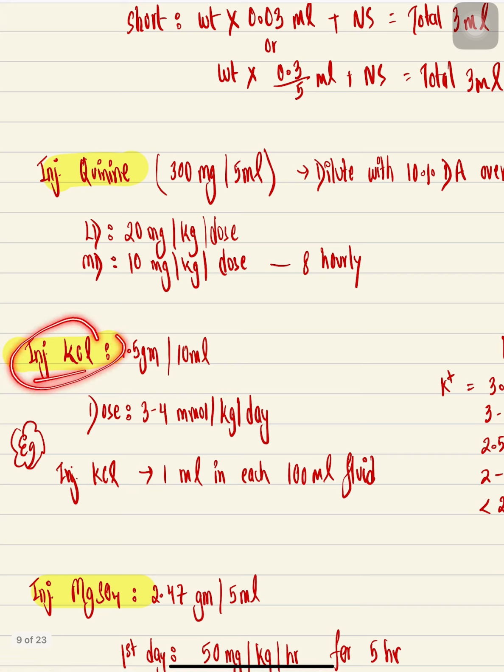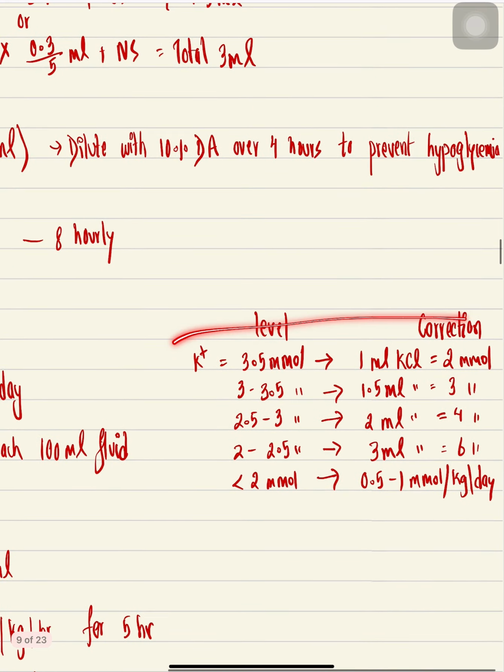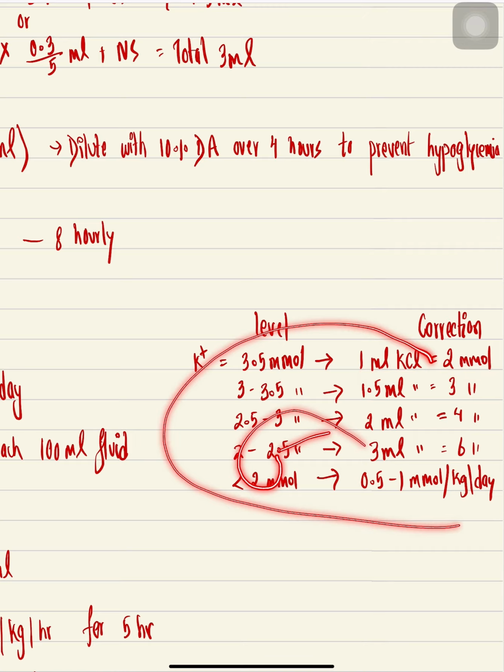Next is injection KCl, which comes in the market with 1.5 gram per 10 ml. The dose is 3 to 4 millimole per kg per day. And injection KCl 1 ml in each 100 ml fluid. We see this label and the corrections. If the potassium is 3.5 millimole, then 1 ml KCl contains 2 millimole. Like this. Please go through this chart.